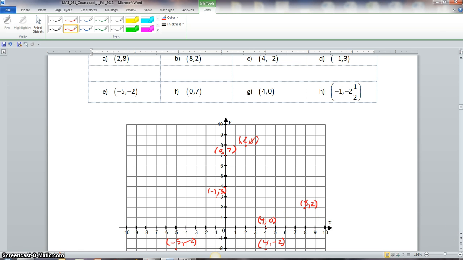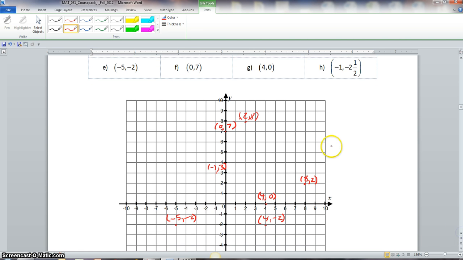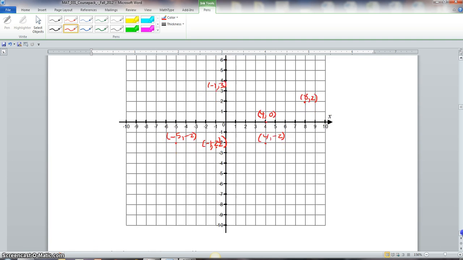Now last but not least, we had -1 and -2.5. Now don't let this fraction make you afraid. Let's take a look here. First we go to our x value. We start at our origin. We go to the left 1, which would be -1. Now we have y as a -2.5. So we know -2.5 will end up between the -2 and the -3. So we will plot our point here. And this would be our point. So now we need to label it. It'll be -1 and -2.5. And that is it. Now we scroll down.